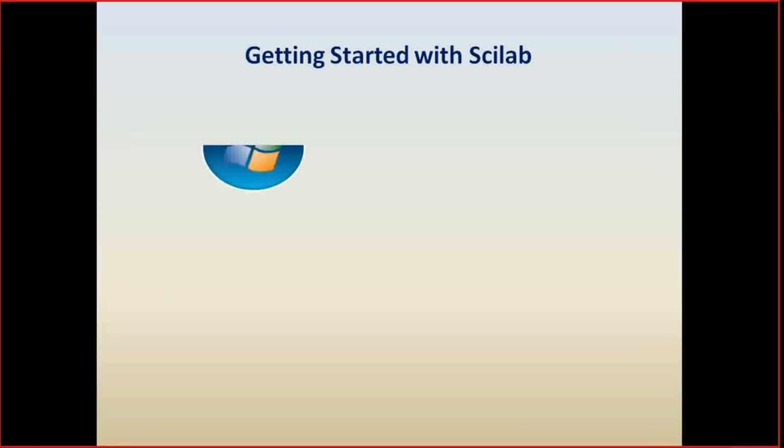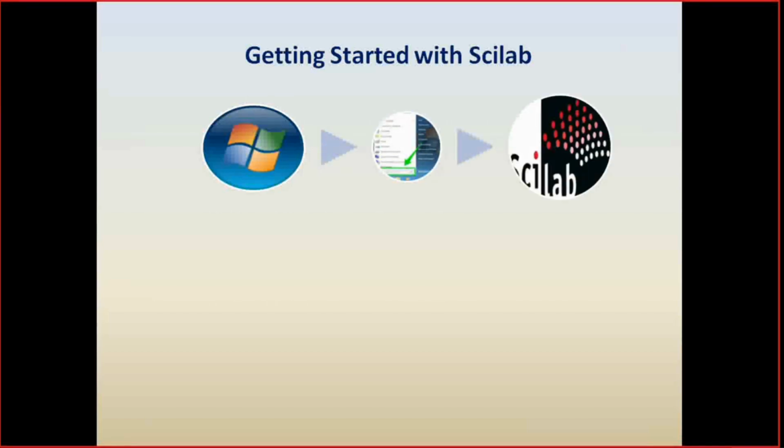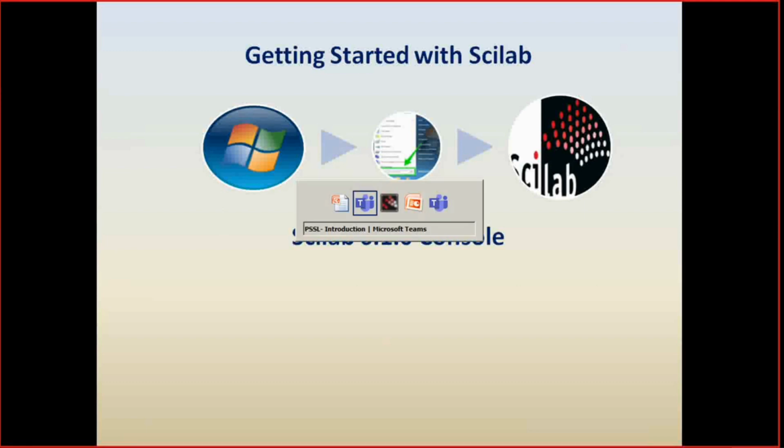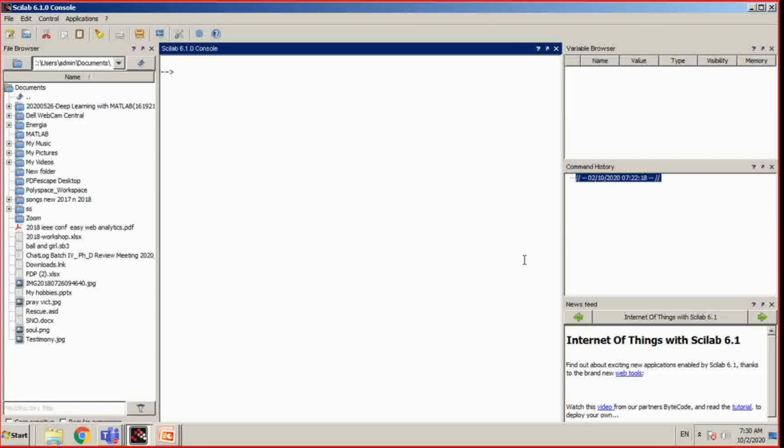How to start with Scilab? Go to the Start button, click All Programs, click Scilab. Now you will be having this 6.1.0 Scilab console. The 6.1.0 console is similar to that of MATLAB. So this is your command history. So this is a variable browser. We have the console in which you can execute small commands.